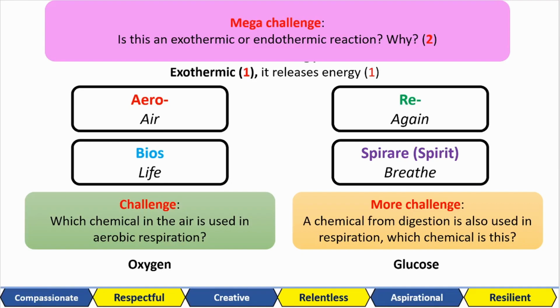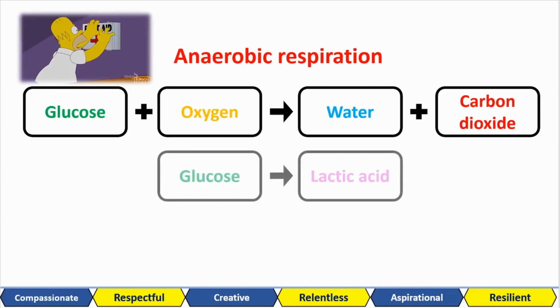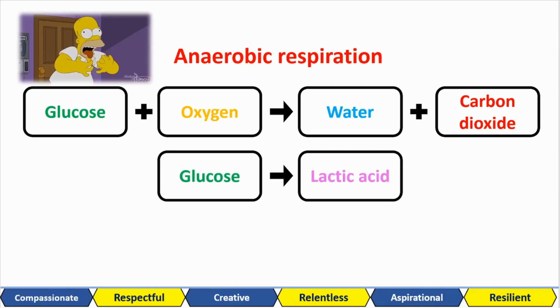When there isn't enough oxygen, then anaerobic respiration occurs, and the "an" there tells us that it's without. This top reaction is the aerobic respiration that we just saw, and this is anaerobic respiration. Glucose is converted directly to lactic acid.